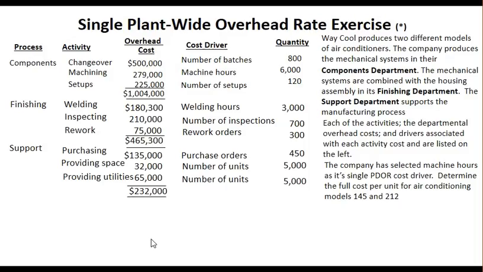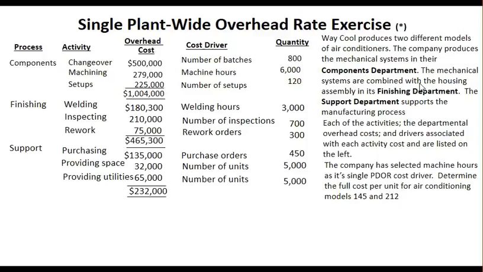Now let's take a look at a single plant wide overhead rate exercise. And this is a situation where, let's go ahead and do the description over here on the right. I've tried to put everything I could on this slide, so it is rather crowded. This company called Waycool produces two different models of air conditioners, and the company produces the mechanical systems of those air conditioners, both of them, in their components department.